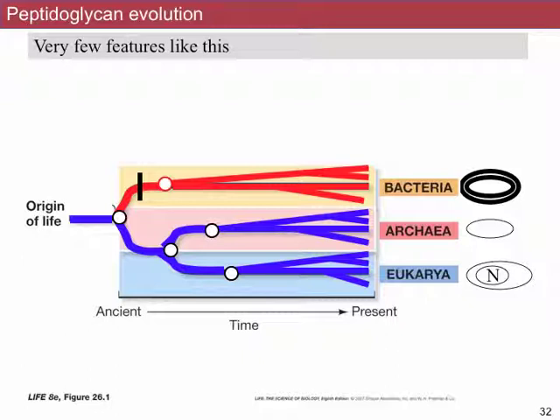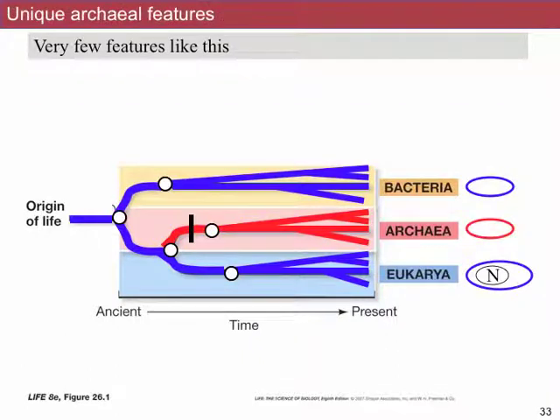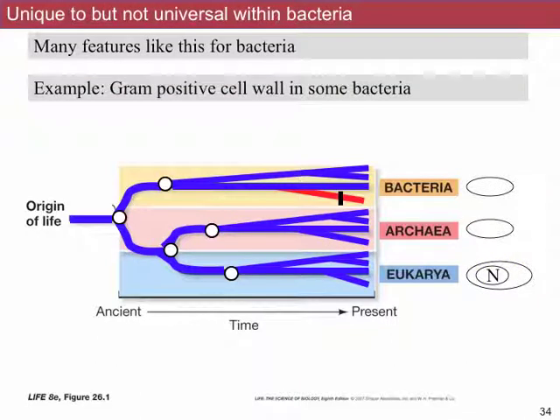There are a few features that in essence look like this on the tree. But there are many features that we will talk about in the next 3 or 4 lectures that are unique to one branch of bacteria or unique to one branch of archaea. So one example, which is also given in the book, and we'll talk about this again in a little bit, is the cell envelope of bacteria. So I told you before that all bacteria have peptidoglycan, which is a compound in their cell wall.